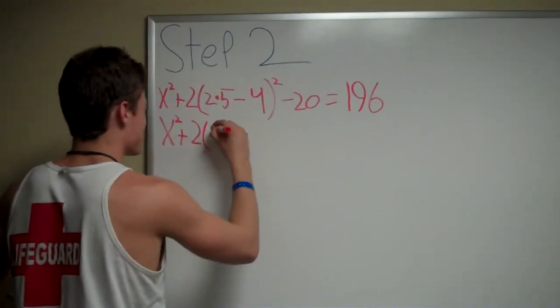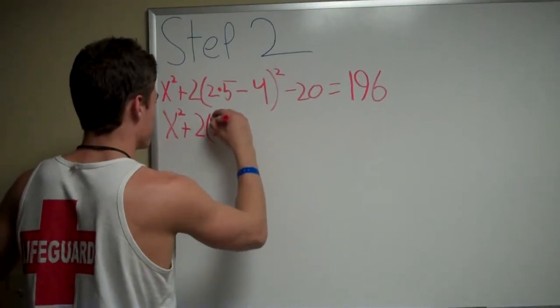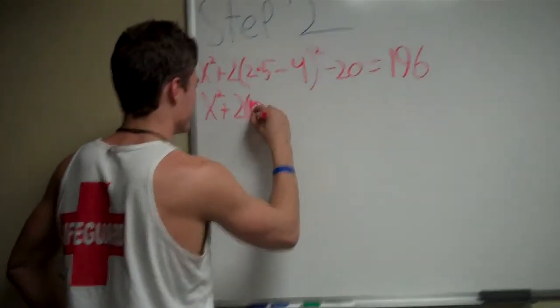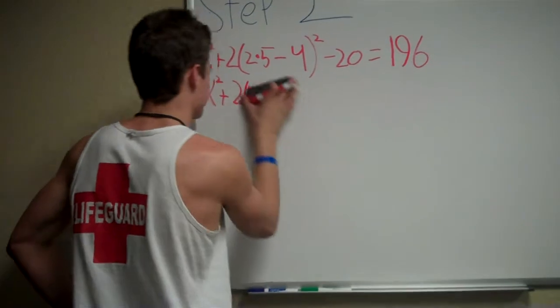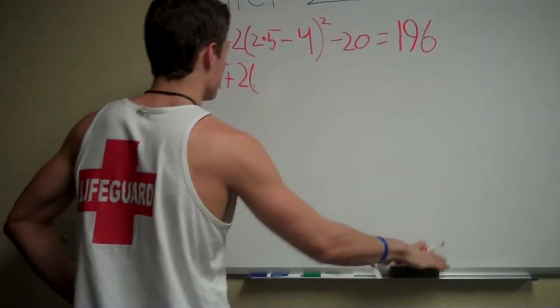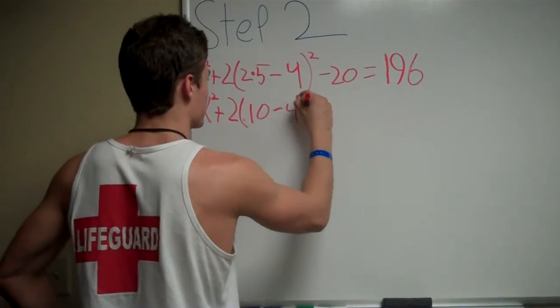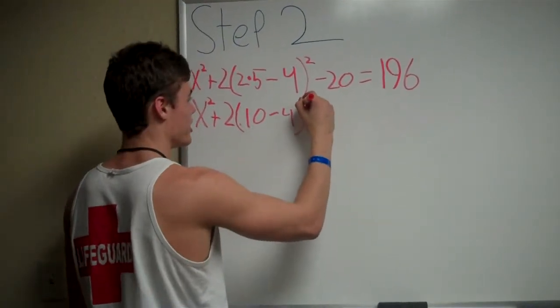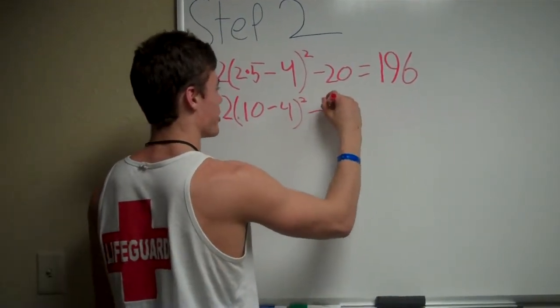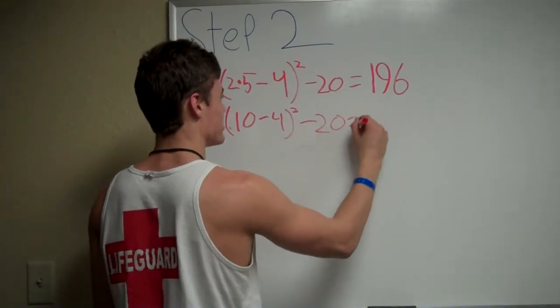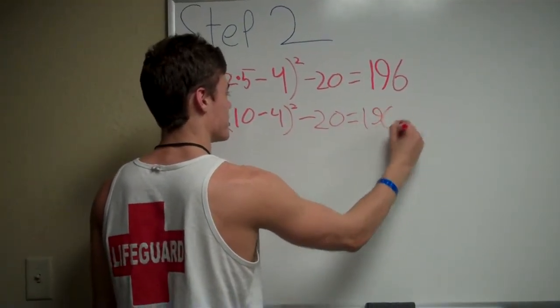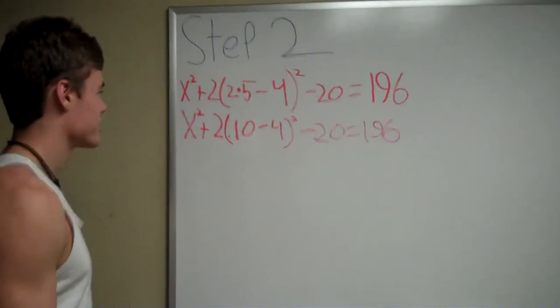Inside our parentheses, 2 times 5 will end up equaling 10. 2 times 5 equals 10. We'll keep our minus 4 for now so I can show you all the algebra. Our squared stays, and our minus 20 stays, as does our 196. Okay.